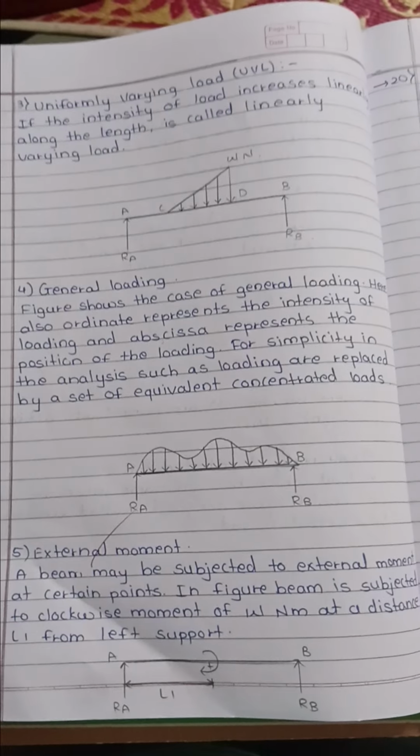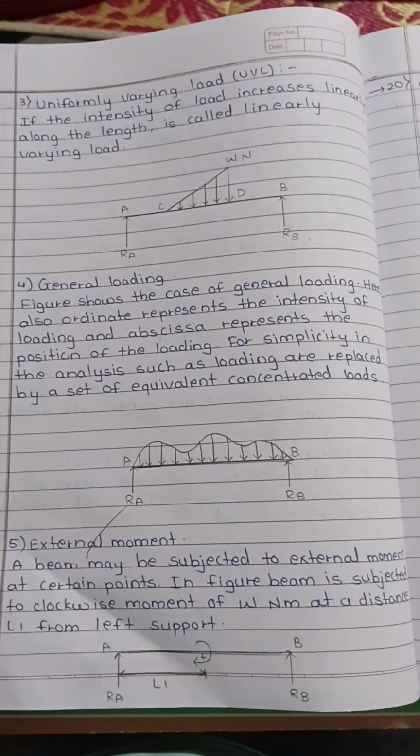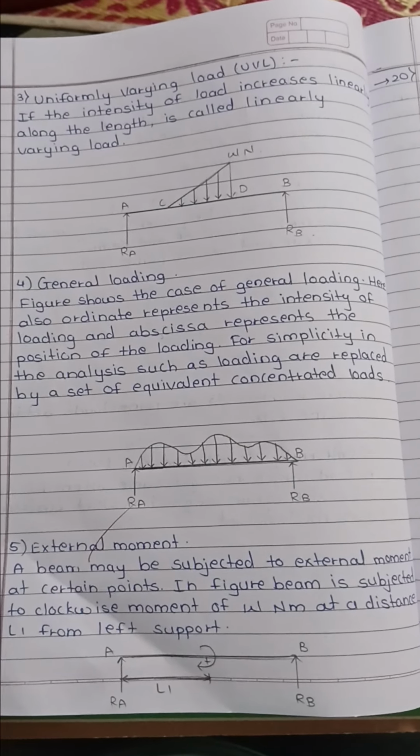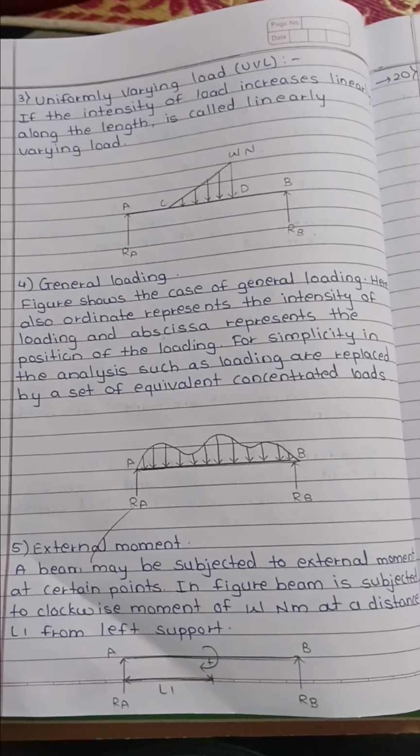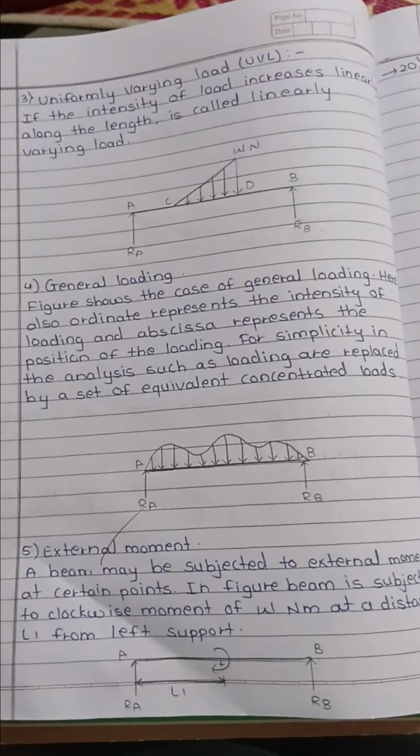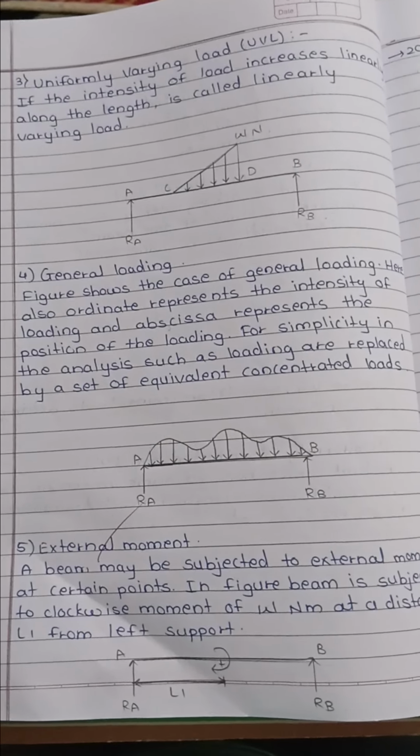Next, the fifth and last load is the external moment. A beam may be subjected to an external moment at certain points, as in the figure. The beam is subjected to a clockwise moment of W Newton meter at a distance L1 from the left support. The diagram of the external moment is as follows.